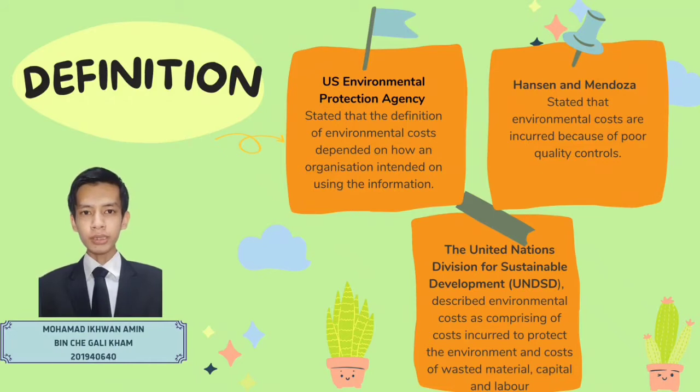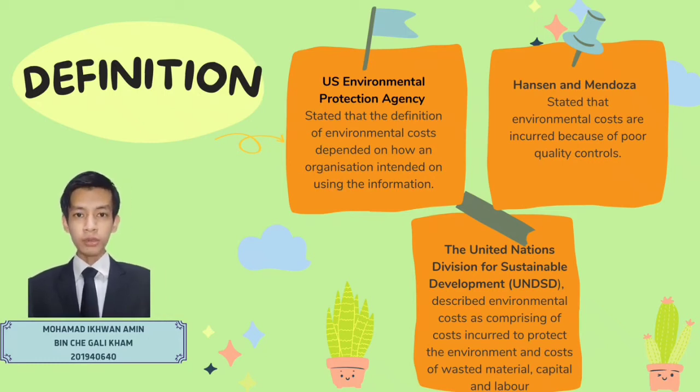To start our presentation, let me explain what is environmental cost. Actually, many organizations vary in their definition of environmental cost. The U.S. Environmental Protection Agency states that the definition of environmental cost depends on how an organization intends on using the information. For example, information on cost allocation, capital budgeting, process or product design, and other measurement decisions. Because of that, they made a distinction between four types of costs, which are conventional costs, potentially hidden costs, contingent costs, and image and relationship costs.